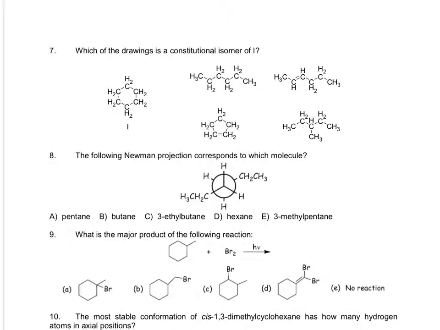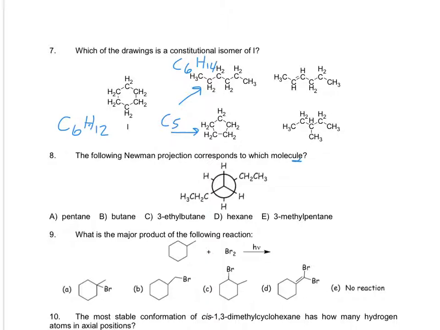Which of these drawings is a constitutional isomer of 1? So 1 here is a cyclohexane ring. If you want to count carbons and hydrogens, you'll come up with C6H12. And we know that a constitutional isomer needs to have the same formula, but a different connectivity. Hexane itself does not have the same formula. It has C6H14. You can count those hydrogens on your own. This has C5. That doesn't count.